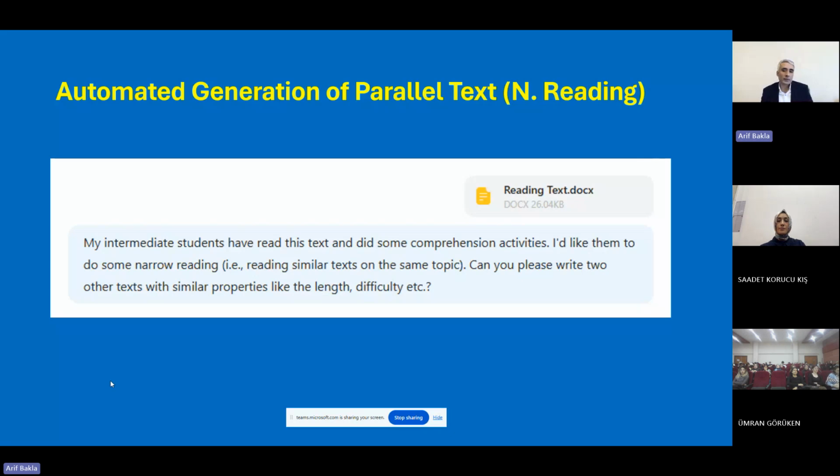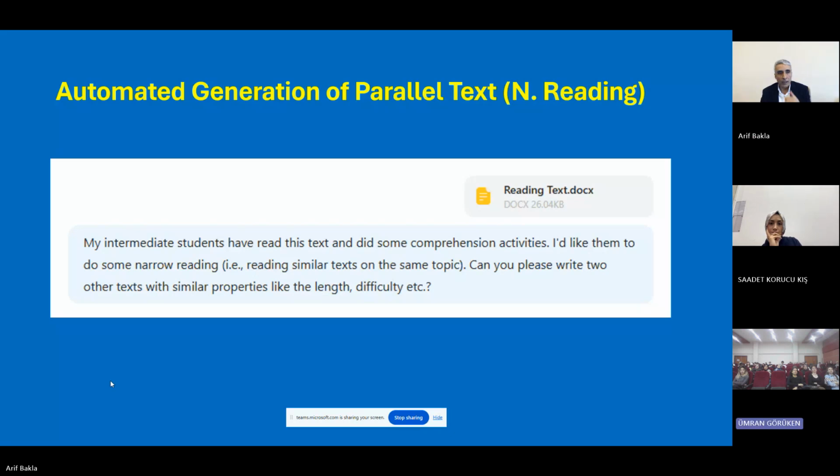And to do this, I wrote this. This is, by the way, for demonstration purposes, not for real life use. My intermediate students have read this text and did some comprehension activities. In the reading text document, I have a one-page text, an intermediate reading text. I'd like them to do some narrow reading. Can you please write two other texts with similar properties like length, difficulty?